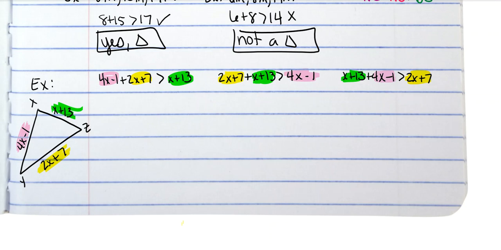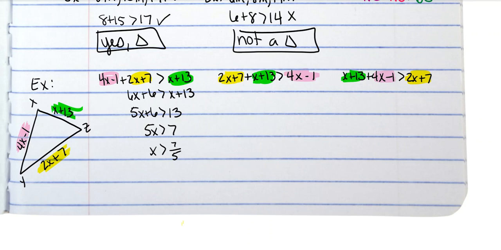Okay, so let's solve these. 4 plus 2 is 6x. Negative 1 plus 7 is 6. Has to be bigger than x plus 13. Subtract x from both sides. That gives me 5x plus 6 is greater than 13. Subtract 6 on both sides. That's 5x is greater than 7. Then divide 5 on both sides. X has to be bigger than 7/5 for that one.